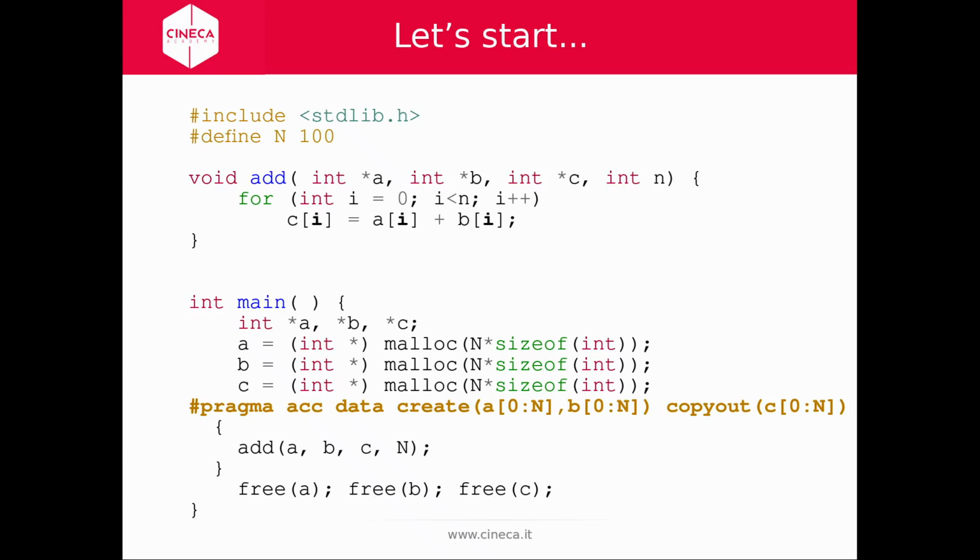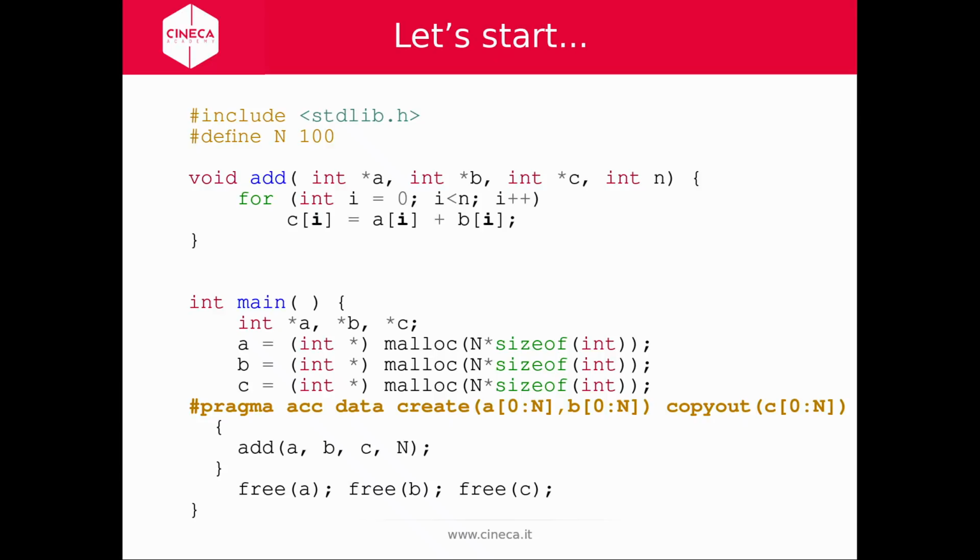We have a directive to do so, and it looks like this. Pragma acc, and this specifies that this directive is an OpenACC directive. Data is a type of directive that we are introducing now, and then we have a list of information that we want to provide. And these are create and copyout. Guess what they do actually?